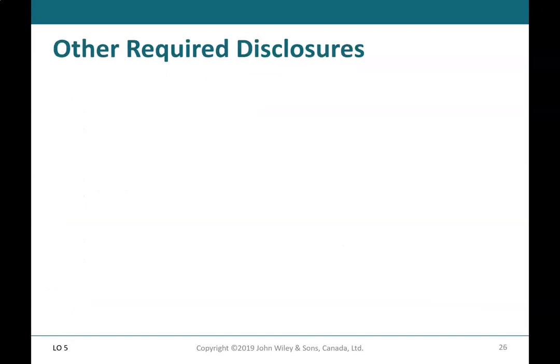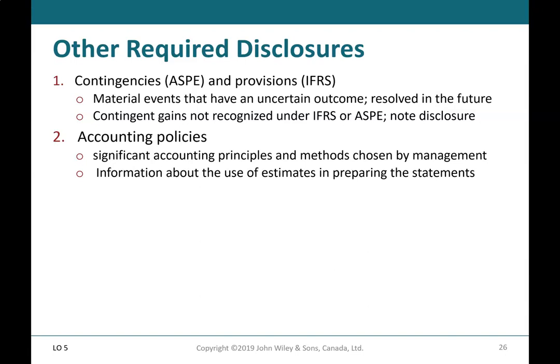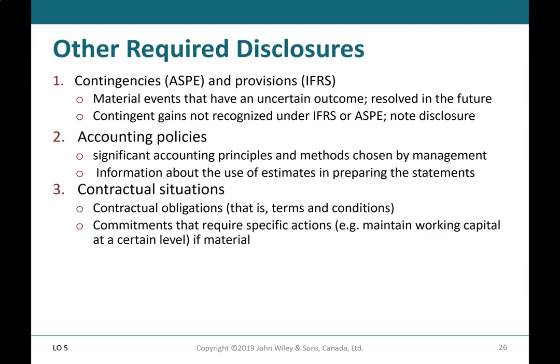Other required disclosures. 1. Contingencies, ASPE, and provisions, IFRS. Material events that have an uncertain outcome resolved in the future. Contingent gains not recorded under IFRS or ASPE, just note disclosure. 2. Accounting policies. Significant accounting principles and methods chosen by management. Information about the use of estimates in preparing the statements.